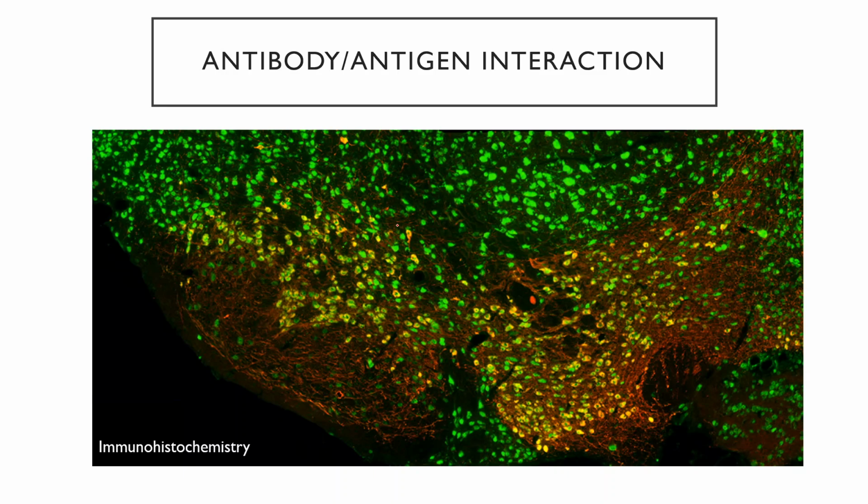So you see both green and red cells here. Only the red cells, though, because they have red and green both, appear yellow. But those cells contain both of the proteins that I was trying to find. So both of the primary antibodies bound to those cells, but not to the green cells.